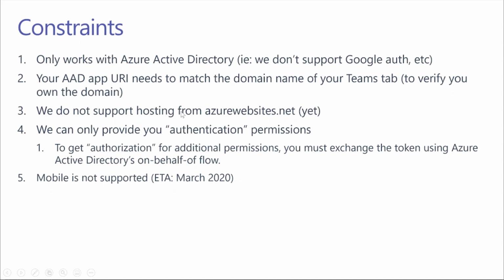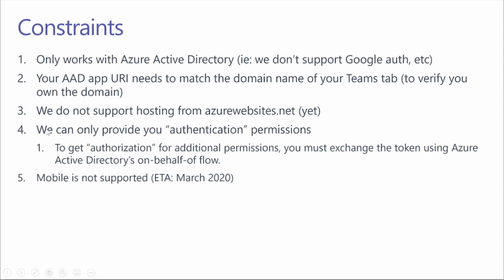Unfortunately, we don't support hosting from AzureWebsites.net yet. We are working with the Azure team to lift this security restriction. We're being a little overly cautious, and that's why we were restricting getting a token from this domain. But in the meantime, you can't get a token if your application is running at AzureWebsites.net. This will be fixed in the next few months. Be sure to check out the documentation. Once that's fixed, the documentation will reflect that.